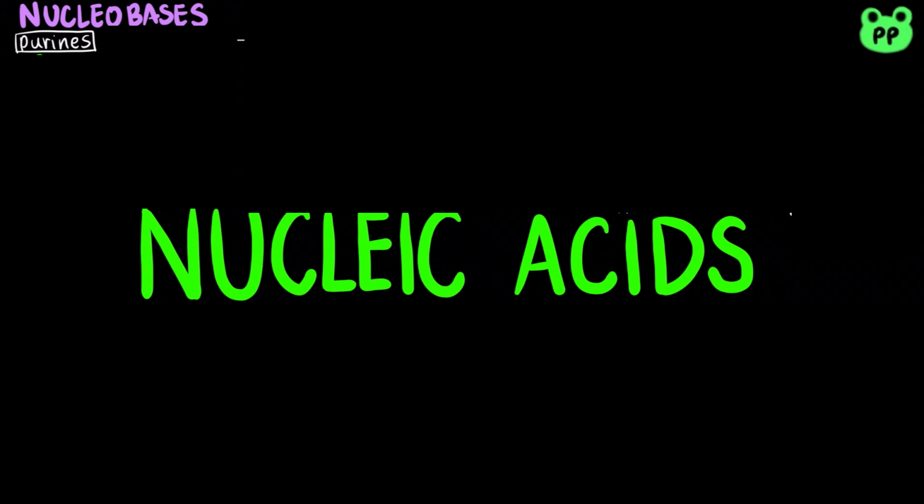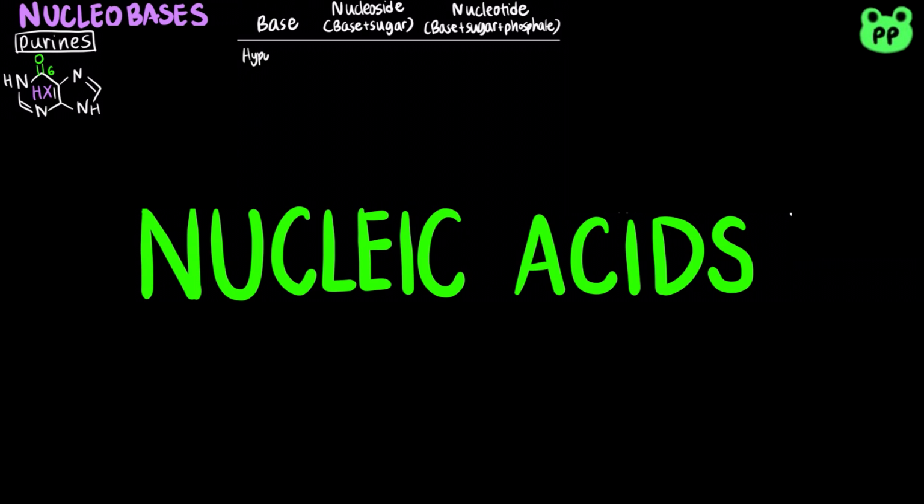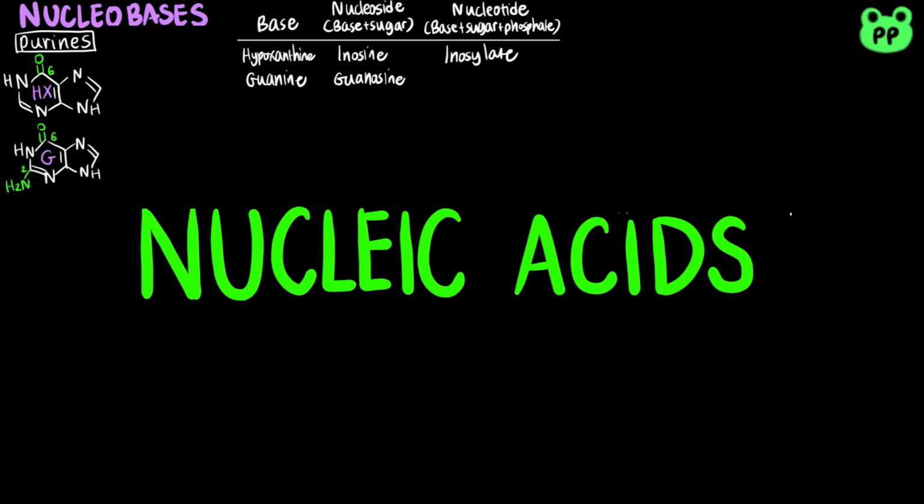Purines have a 6-member ring fused to a 5-member ring. Purines include hypoxanthine, which has a ketone group on the 6th carbon. The nucleoside of hypoxanthine is called inosine, and the nucleotide is called inosylate. Guanine also has a ketone group on carbon 6, as well as an amine group on carbon 2. Its nucleoside is known as guanosine, and its nucleotide is known as guanylate.